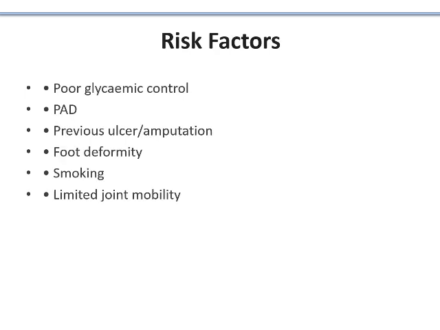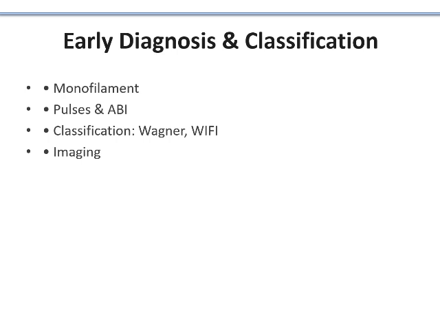Several factors increase the likelihood of ulceration, including long-standing diabetes, poor glycemic control, peripheral arterial disease, smoking, previous ulcers or amputations, foot deformities, and limited joint mobility. Identifying these risks early is the first step in prevention. Early diagnosis is the most powerful tool we have in preventing amputation.